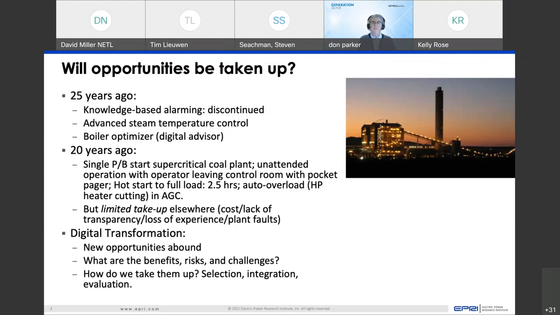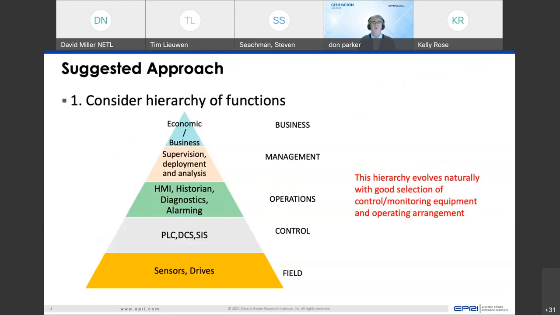But now there's interest. There's new interest, I think, because of the digital transformation. There's new opportunities, and we have to ask, what are the benefits? What are the risks? What are the challenges? And how are we going to take them up? How do you select which of these opportunities are going to maximize the benefit for your plant? How are we going to integrate them? How are we going to evaluate them? So I've got a suggested approach, and it's really just put out there so that we can discuss it.